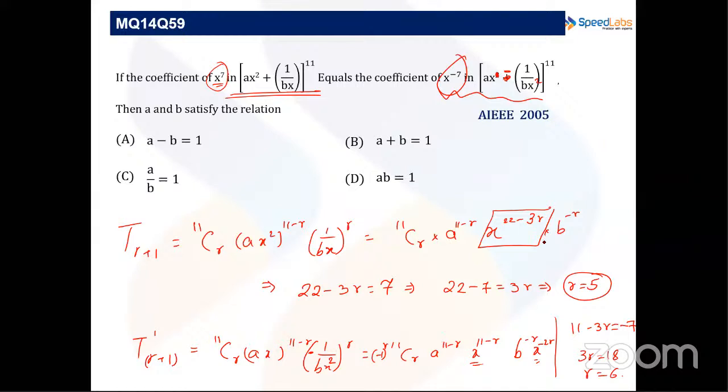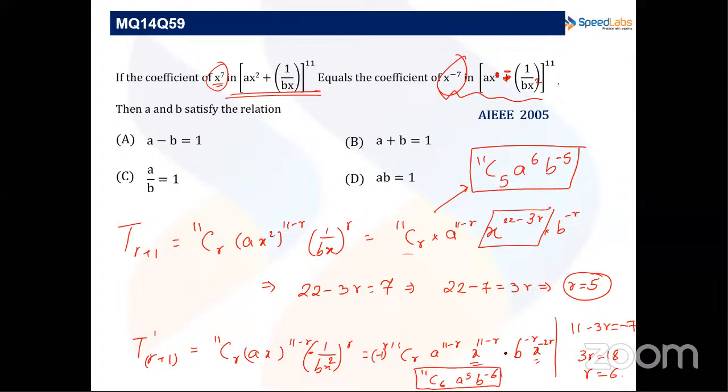So the coefficient we are getting in here was 11c5 a to the power 6 b to the power minus 5. And here the coefficient we are getting are minus 1 to the power 6 will be even. So that is 1, and the coefficient will be 11c6, a to the power 5, b to the power minus 6. These two are equal. So equating this, 11c5 and 11c6 are same, so that will be cancelled out. You will be getting a to the power 6 upon b to the power 5 is equals to a to the power 5 upon b to the power 6. On simplifying, you will get a into b equals to 1. So the correct option is option D.